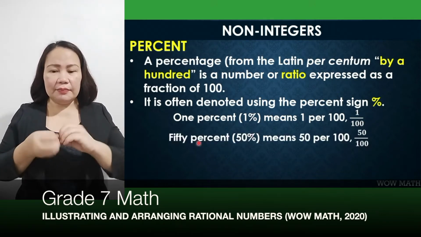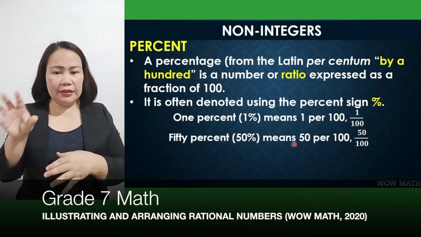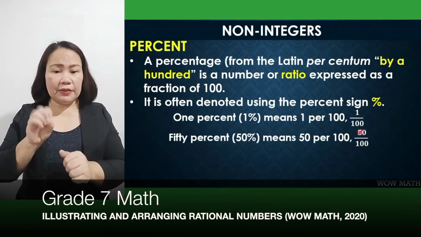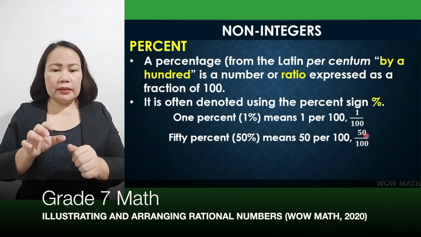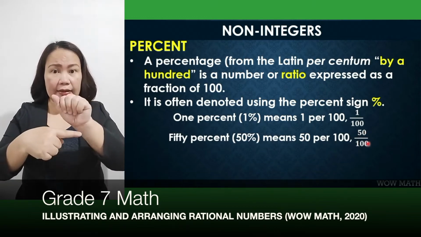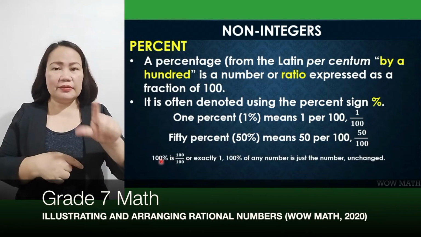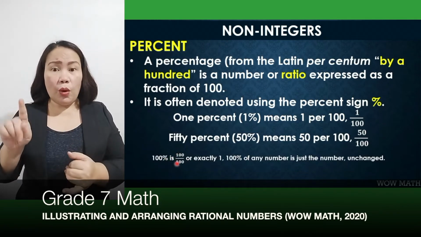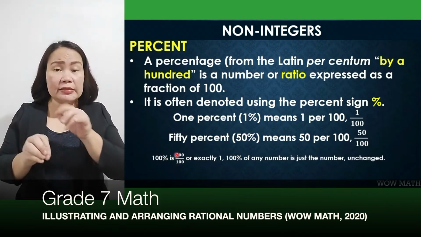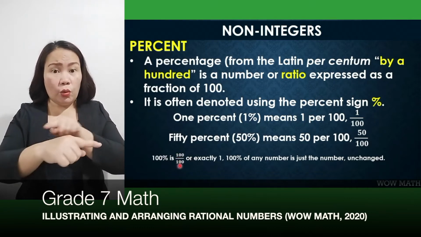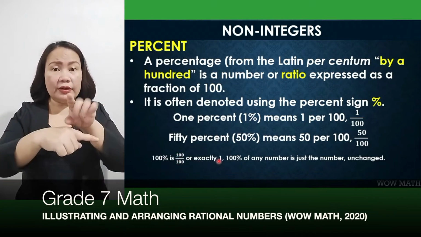Now, 50%. So 50% means 50 per 100. So that is 50 over 100. We have A and B. A over B. So this is a rational number. Now, 100% is 100 over 100 or exactly 1 because 100 divided by 100 is equal to 1.